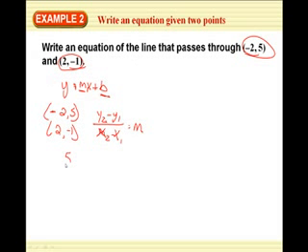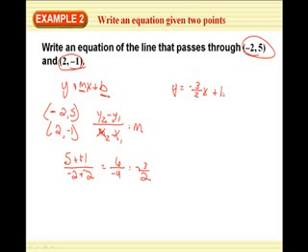So let's go 5 minus -1 over -2 minus 2. That would be 6 over -4. And that reduces by chopping them both in half, -3 halves. And I'm going to just leave it like that since it's slope, rise over run. So we get y equals -3 halves x plus b.